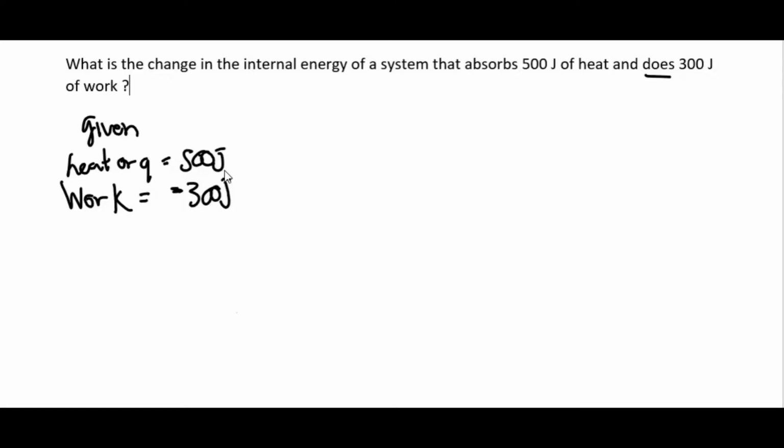Why is heat positive? Because it absorbs heat. But if it releases heat, then it's negative. Now, let us set up the equation. We want to look for the internal energy. So, U is equals to Q plus W.